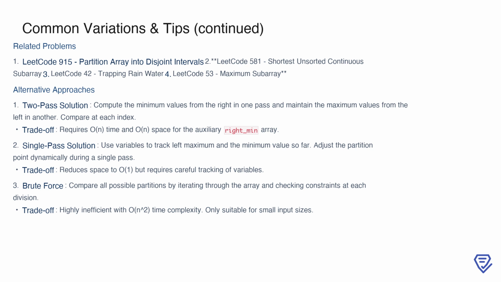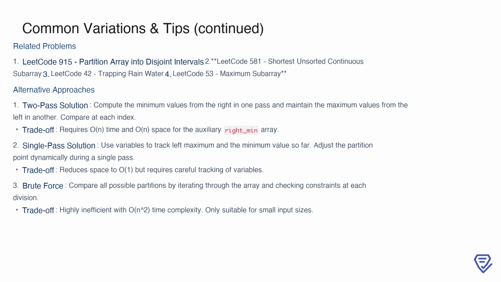Alternatively, the single-pass solution reduces space complexity to O(1) by dynamically adjusting the partition point as you traverse the array, using variables to track the left maximum and the overall minimum. However, this approach demands careful handling of the variables to ensure correctness.